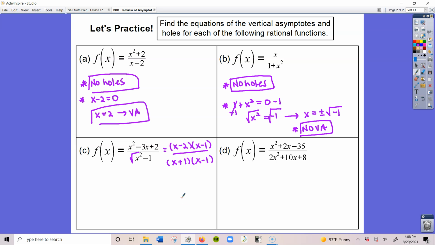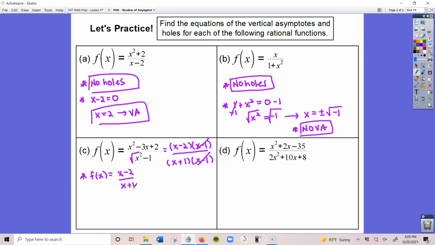one factor negative. Now that we have this set up, we look for our common factors, which is the x minus 1, so this can cancel out. So my simplified rational function is going to be x minus 2 over x plus 1.